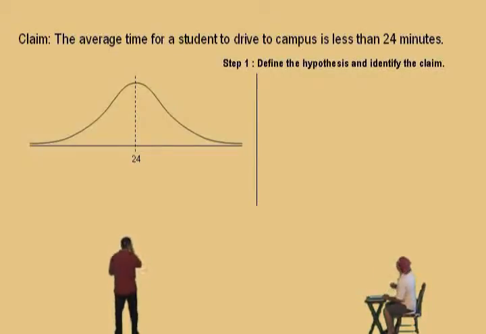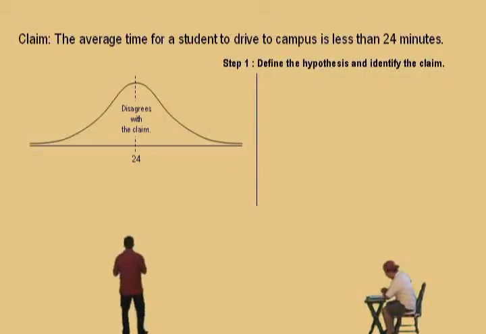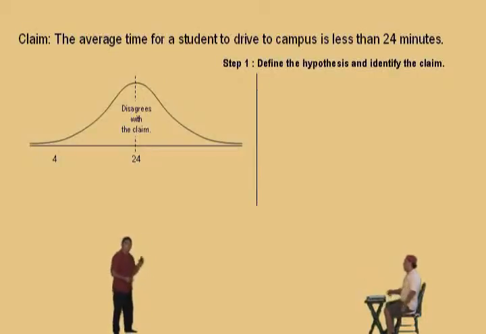Okay? Now, we're going to take our 30 data values, right? And we're going to calculate the mean, our sample mean. Now, suppose our sample mean came out to be 24. Would that agree or disagree with the researcher's claim, Charlie? That would disagree. That would disagree because he said it should be less than 24, right? Well, suppose our x bar, our sample mean, came out to be 4. Would that agree or disagree? That would agree. That would agree because that is less than 24.